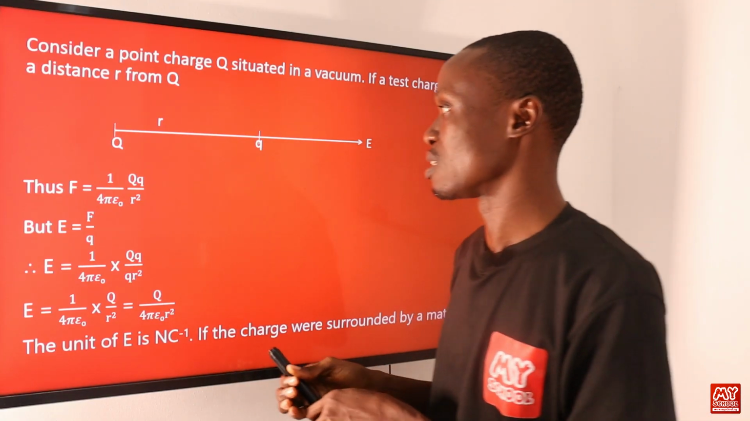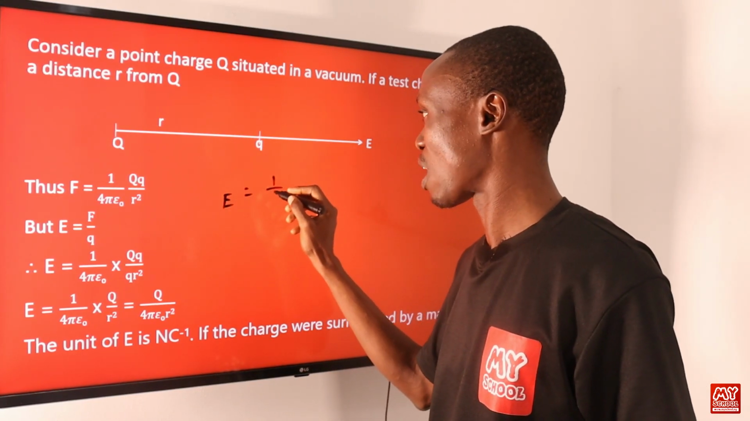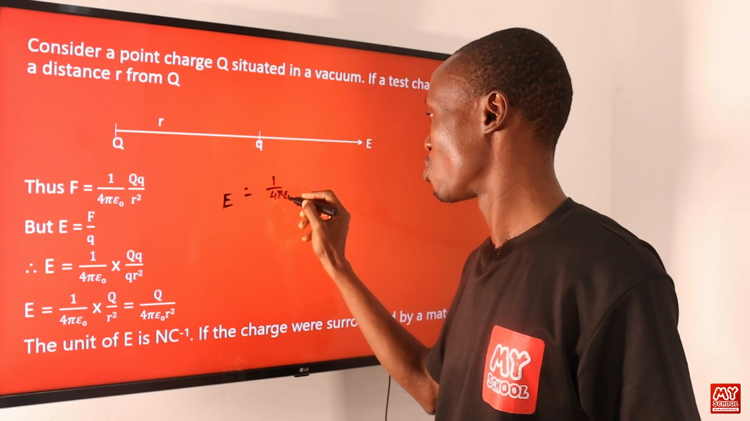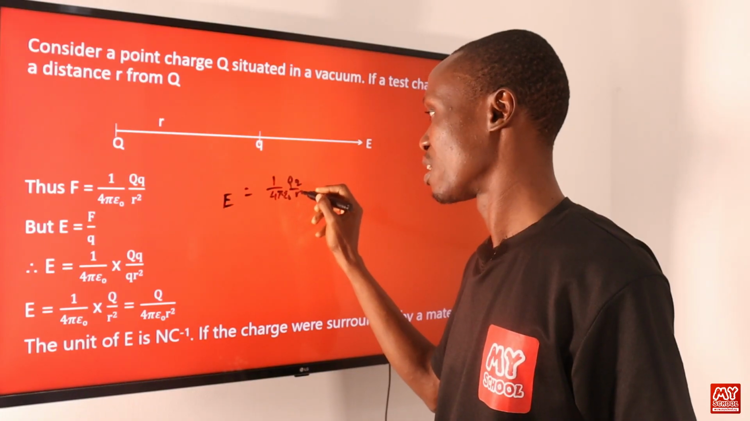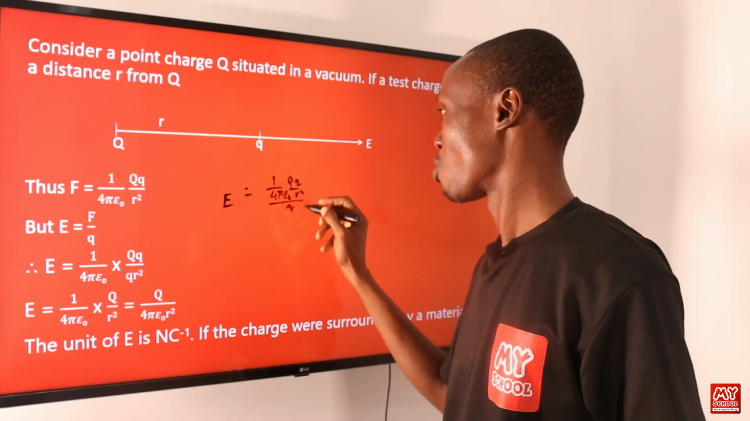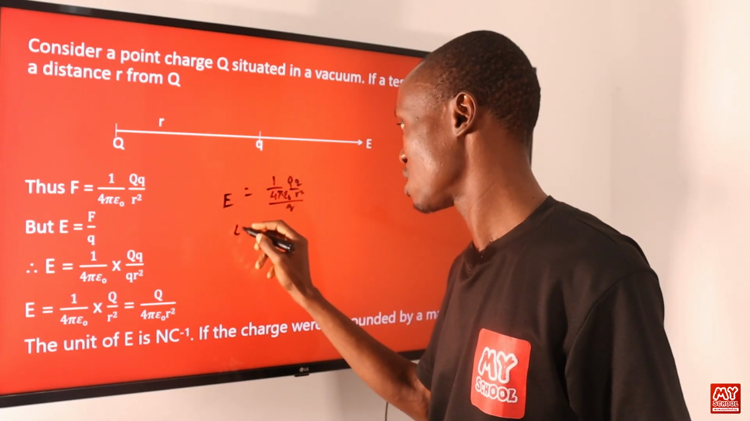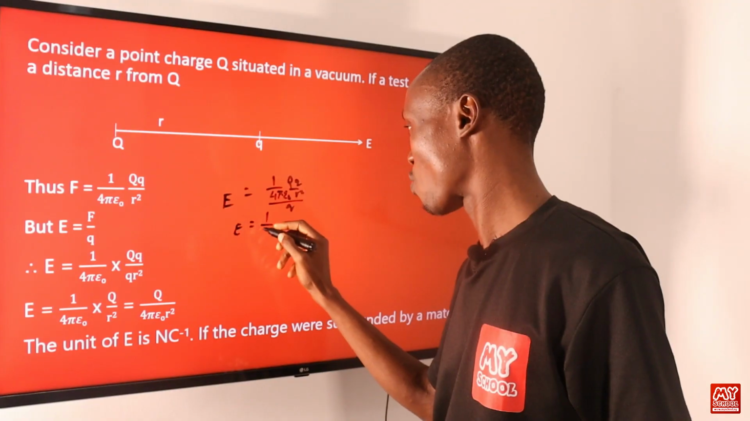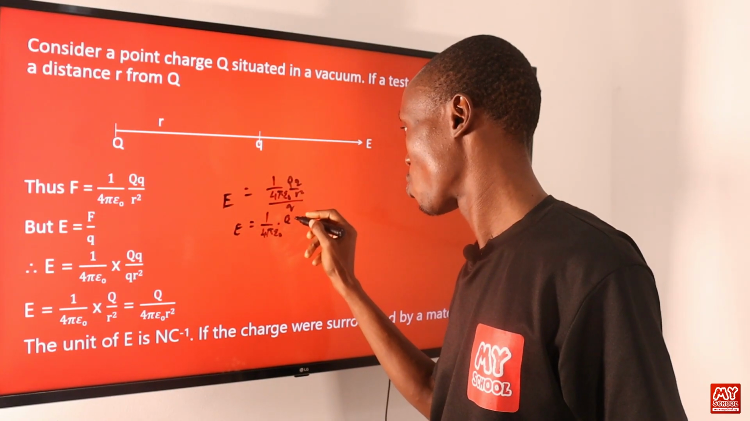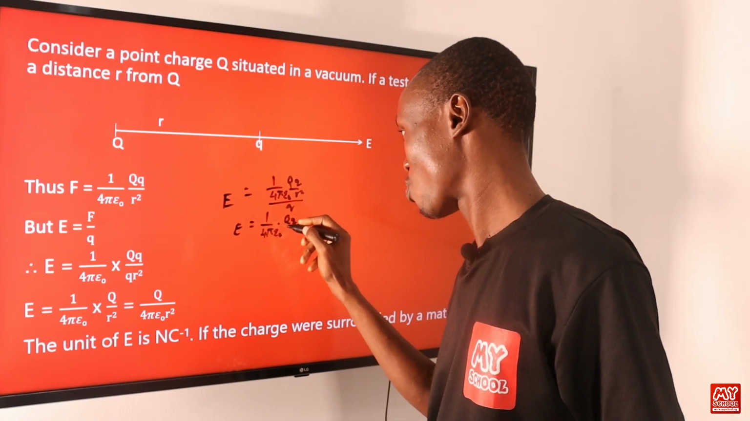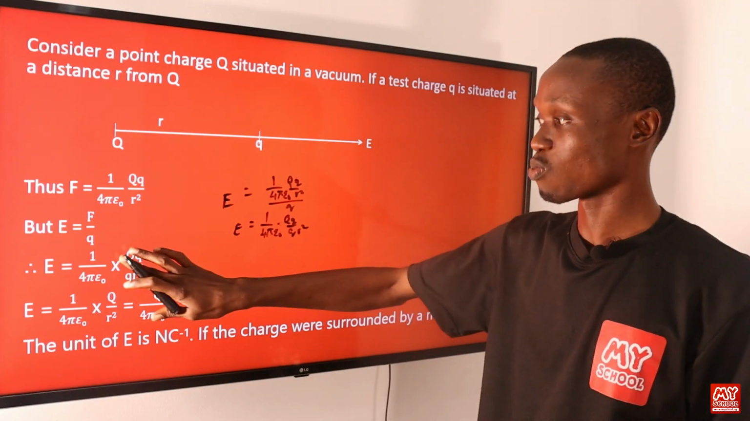So basically, E is equal to 1 over 4 pi epsilon naught, then capital Q, small q, all over r squared, then divided by q. Of course, what will happen is that this q will become the denominator. So that E will now be equal to 1 over 4 pi epsilon naught, then capital Q, small q, all over q r squared. So that is how this formula came about.